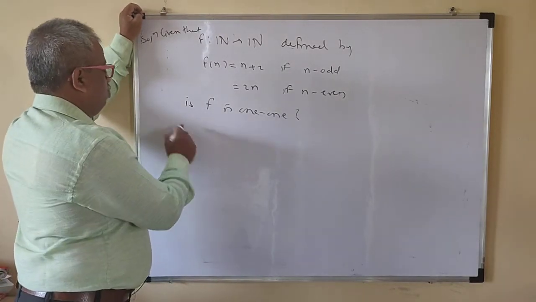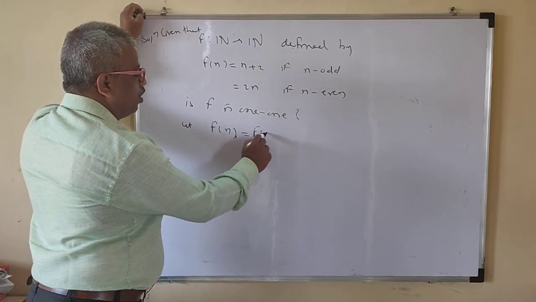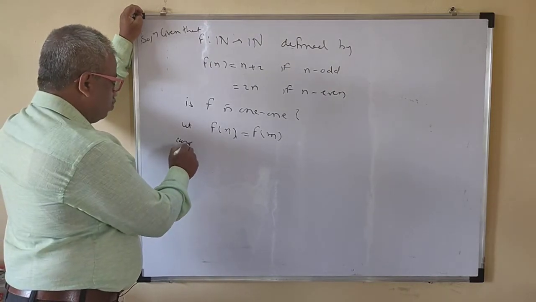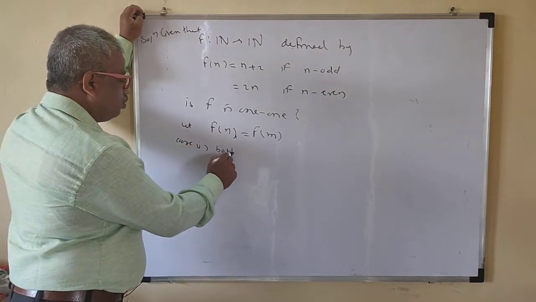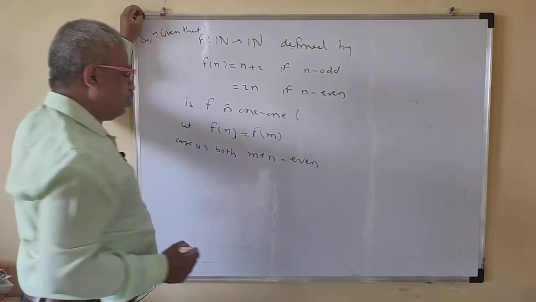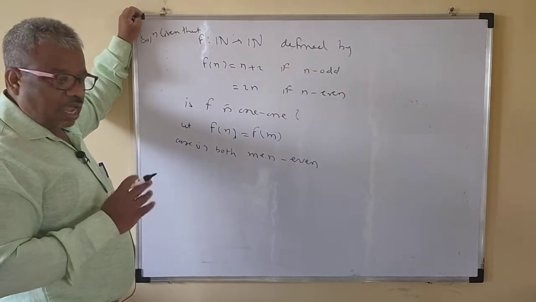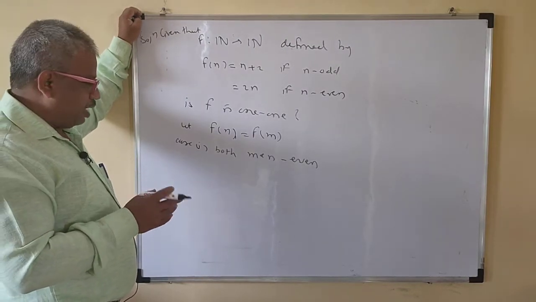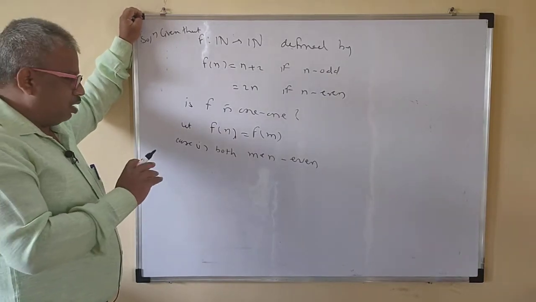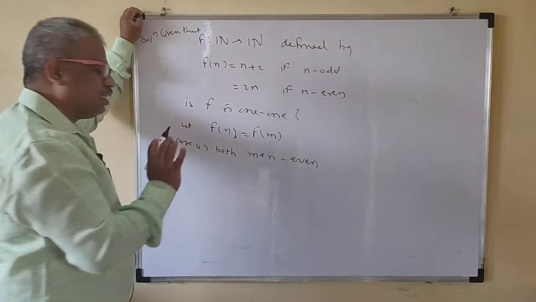Okay, so let f of n be equal to f of m. Case 1: both m and n are even. First we will take m and n both even, then m and n both odd, and then one of them even and the other odd, that is, n odd and m even, or vice versa. So there are three cases now.